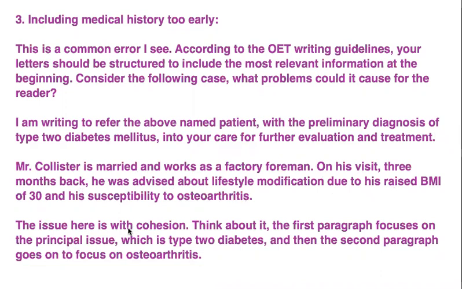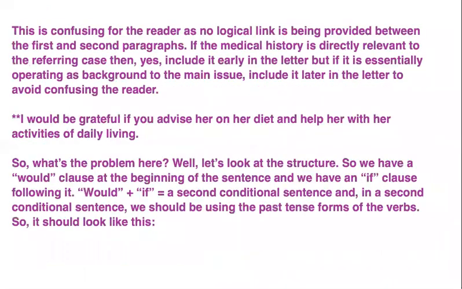The issue here is with cohesion. إن أنا اتكلمت هنا عن حاجة وهنا في البودي اتكلمت عن حاجة تانية خالص. Think about it. The first paragraph focuses on the principal issue, which is type 2 diabetes. And then the second paragraph goes on to focus on osteoarthritis. ودي من أكتر الحاجات اللي بتوقع في writing. Okay? مفيش chronological order، مفيش order، مفيش sequences. بنكتب هنا حاجة وهنا حاجة، وده طبعا غلط جدا جدا.